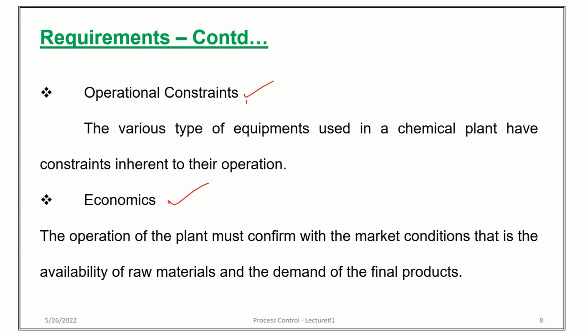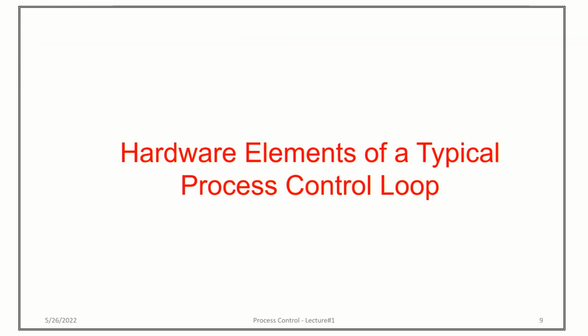Then coming to the last requirement, which is called the economics. I will tell you what is meant by economics. The operation of the plant must conform with the market condition, that is, the availability of raw materials and the demand of the final product. We are going to convert the raw material into a useful product, but you have to satisfy some economic specifications. What is meant by economic specification? You have to utilize the raw materials in an effective way. What is the meaning of effective way? Minimum cost, maximum profit. We have to ensure minimum cost and maximum profit. So these are all the requirements of any chemical plant, right? These specifications require the continuous monitoring of the chemical plant.